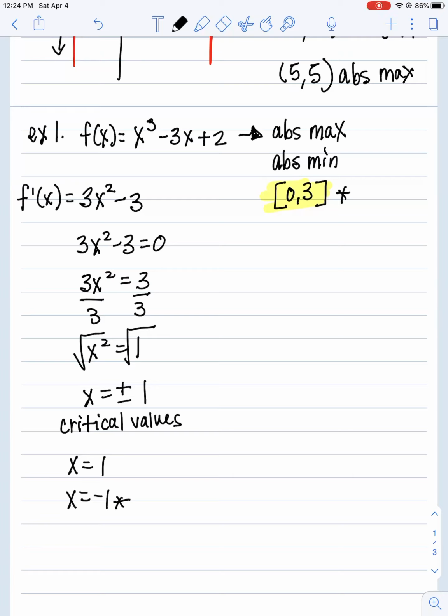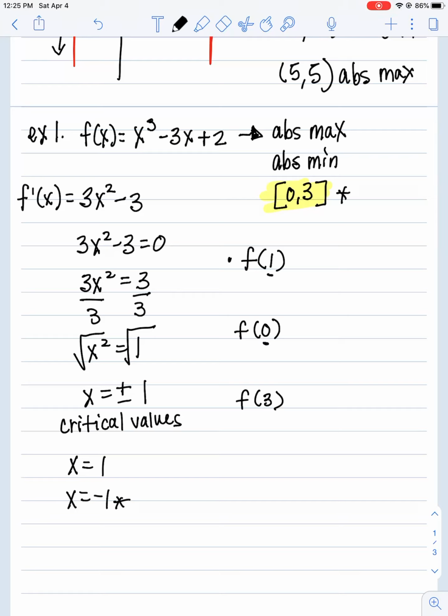But guys, negative 1 is not in this interval. So we are not going to test it because we don't care what's going on at negative 1 because the problem specifically asked for you to only look from 0 to 3. Okay? So in order to find the tallest value or lowest value, guys, tallest and lowest values are y values. And how do you find y values? You plug in your x values to find your y values. So we are going to find f of 1. We are going to find f of 0. And we're going to find f of 3.